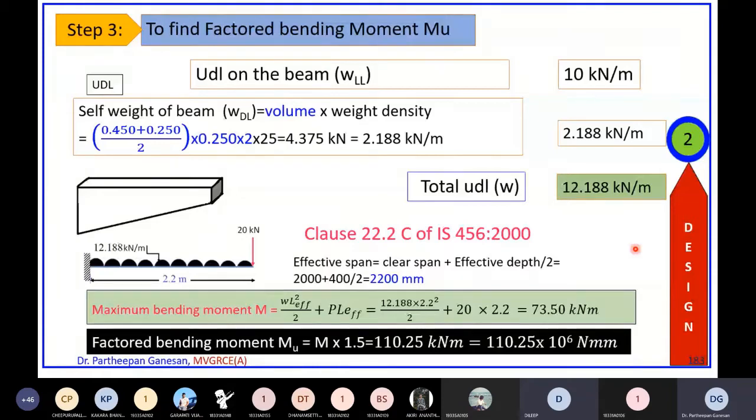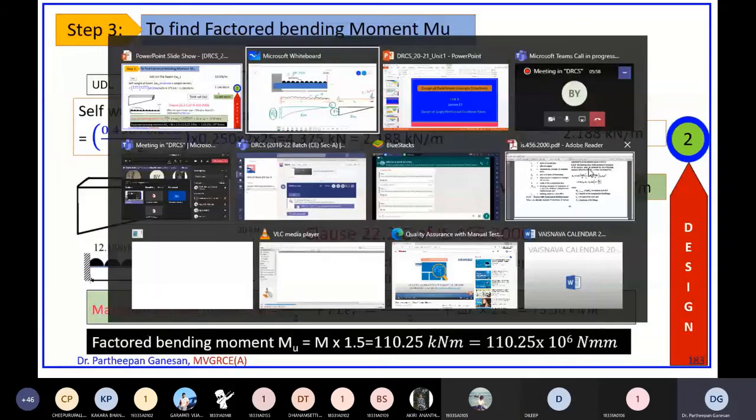The thing is, in yesterday's problem, the effective span was given to you, so we used that. In today's problem, you cannot find the effective span without knowing the depth, right? So that is why we used clear span here. Is that clear? Okay, sir. So actually, if you read the code, one second, I will show you the code.